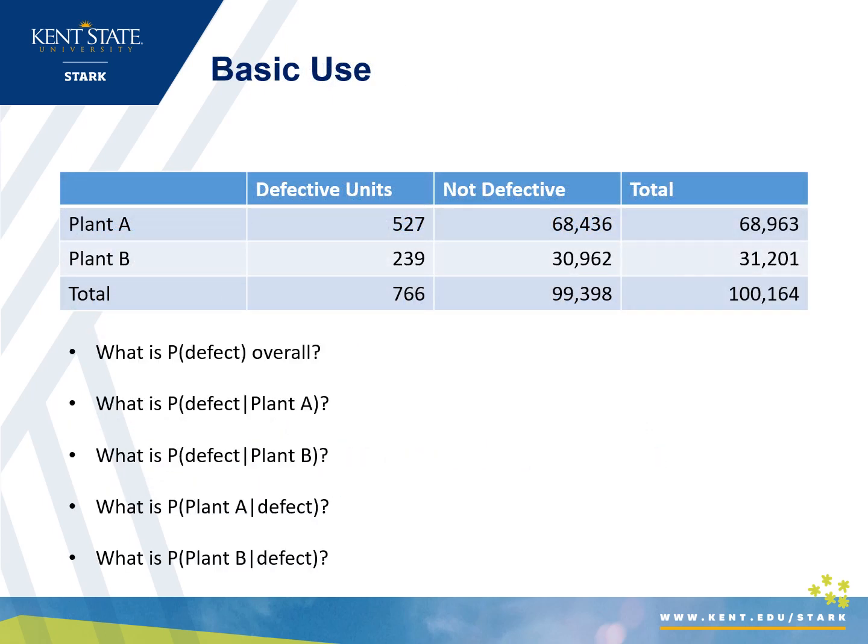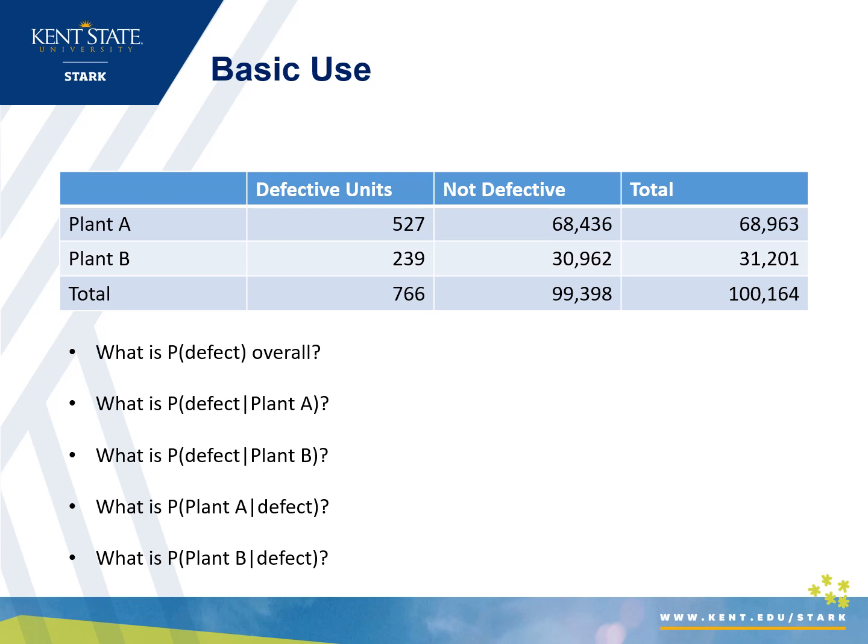Here's just kind of a basic use for it. So we have two plants, plant A and plant B, and they produce units of a good. Some of these units end up being defective, some are not defective. And we might be interested in things like, well, what is our overall defect rate? Or what is the defect rate for each plant? This table will allow us to calculate that. So I'm going to answer 5 questions here.